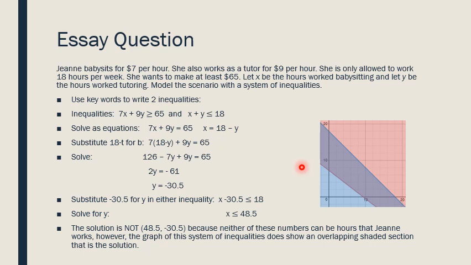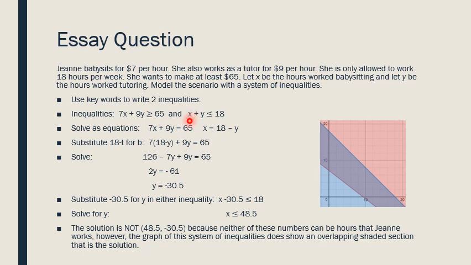Okay, you can see this is fairly complex, but we're going to use the keywords to write the two inequalities. First, we know she babysits for $7 an hour. This is a rate. I know that this is going to be multiplied by X because it says per hour, and I'm using X to represent the hours babysitting. So 7X is how much she earns babysitting. 9Y is how much she is earning while she tutors. Together, that amount of money has to be at least $65 because that's how much she wants to earn.